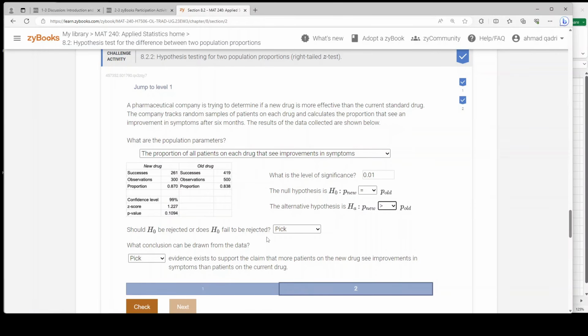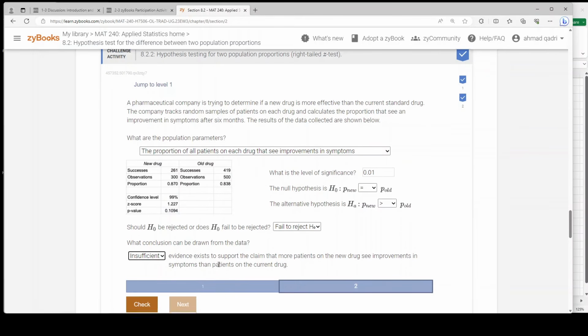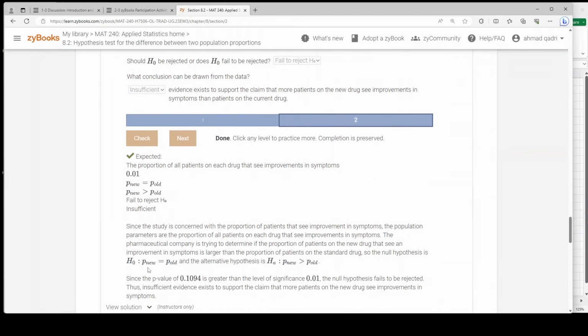Should the null hypothesis be rejected? Well, the p-value is 0.1094, much higher than 0.01. So we fail to reject the null hypothesis. And there is insufficient evidence to support the claim that more patients on the new drug see an improvement in symptoms than patients on the current drug. And so those are the correct answers.